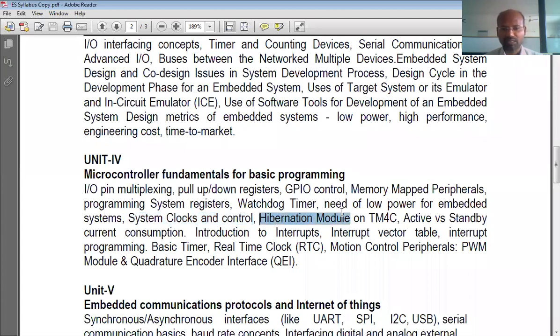Next, hibernation modules. Hibernation modules means when the microcontroller doesn't have much to do, then it goes into hibernation, something like a sleep state, where it utilizes minimum power. That is what hibernation is. Next, other things like interrupt vector table, and these things you already know. And these are the powerful things like RTC, real-time clock, and pulse width modulation, quadrature encoder interface.